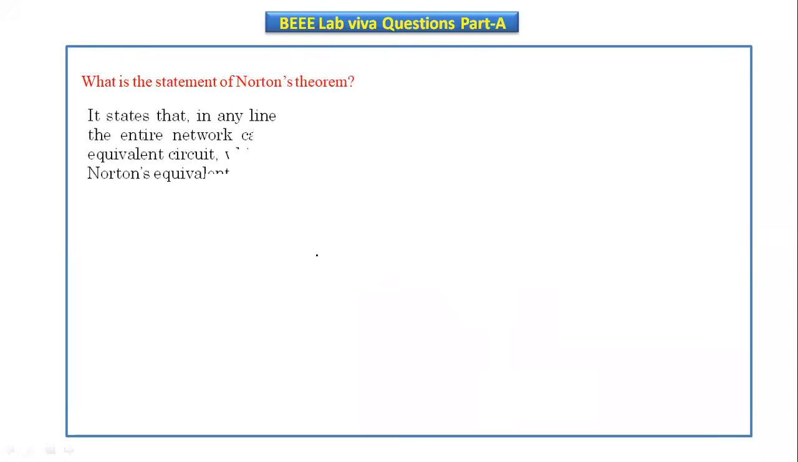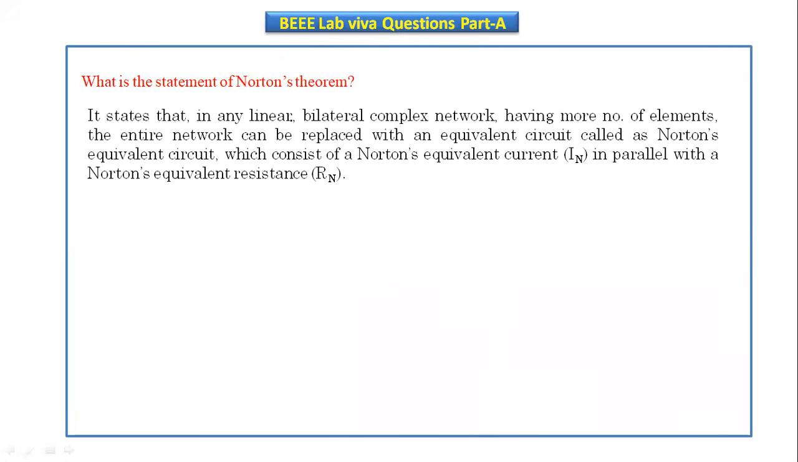Okay, next one is Norton's theorem statement. It states that in any linear bilateral complex network having more number of elements, the entire network can be replaced with an equivalent circuit called Norton's equivalent circuit, which consists of Norton's equivalent current IN in parallel with the Norton's equivalent resistance RN.